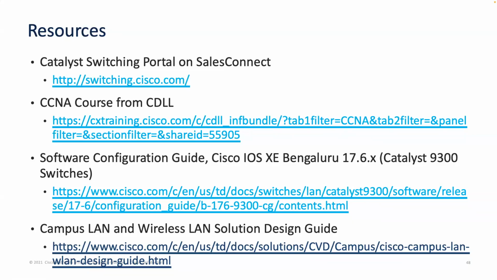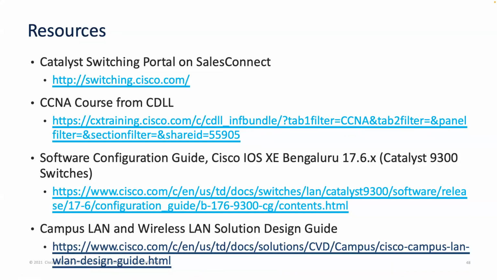So if you are new to networking, I highly recommend you go through this free e-learning course. And the second last one, you may be very familiar with this: the software configuration guide of the Catalyst 9300. By reading the configuration guide, you may know which features are supported on the latest software and how Cisco switches implement the features. And you might also see some restrictions or tips for configuring the switch.